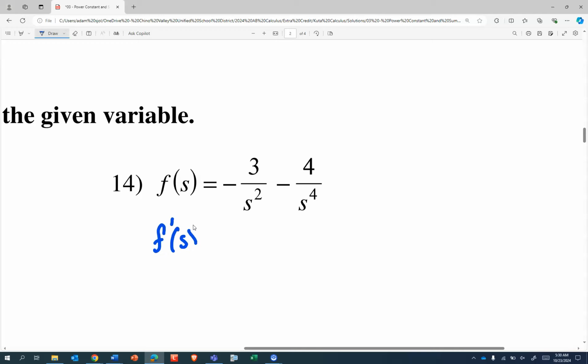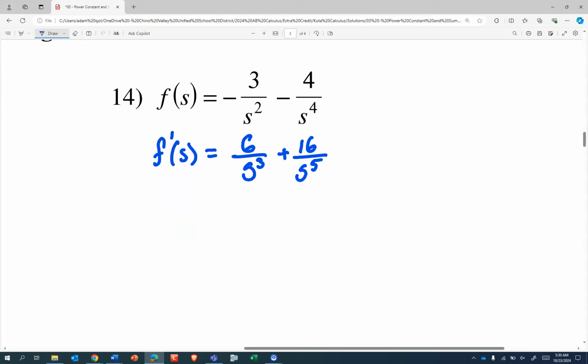So now we're just going to write f prime of s instead of f prime of x. The derivative of, let's see, that's s to the negative second. So we're going to have a coefficient of 6, s to the negative 3. So we'll write over s cubed. And then let's see, this second term is 4 over s to the fourth. So 4s to the negative fourth. So that's going to be plus 16. And s to the negative fourth, subtract 1 from the exponent. S to the negative fifth, so s to the fifth in the denominator.